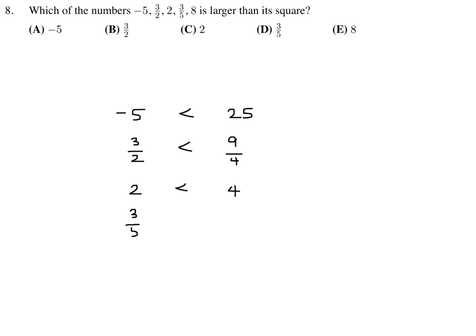3 over 5, let's see what we get here. 9 over 25. Okay, that seems promising. If I convert it to decimals, I'll get a little bit of a better idea. 0.6 and 0.36, well, that is greater, so there you go. Number 8, the answer is D.